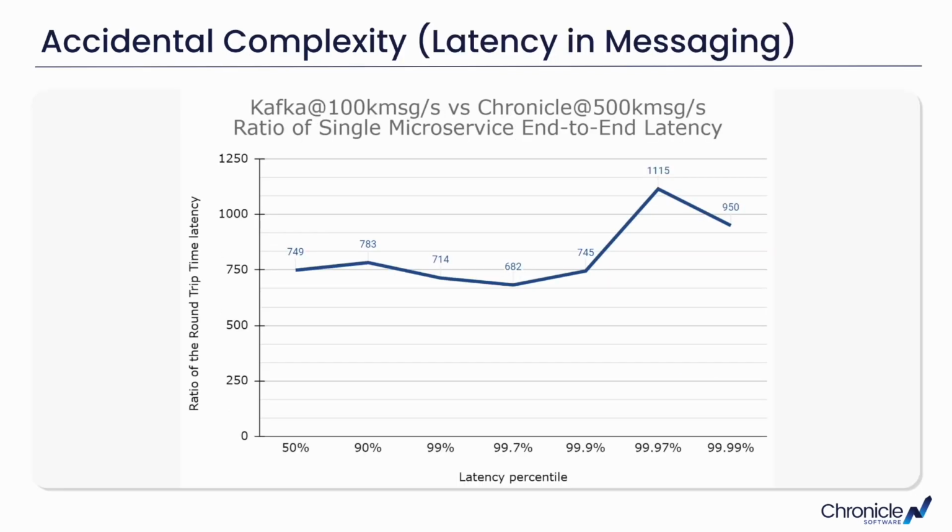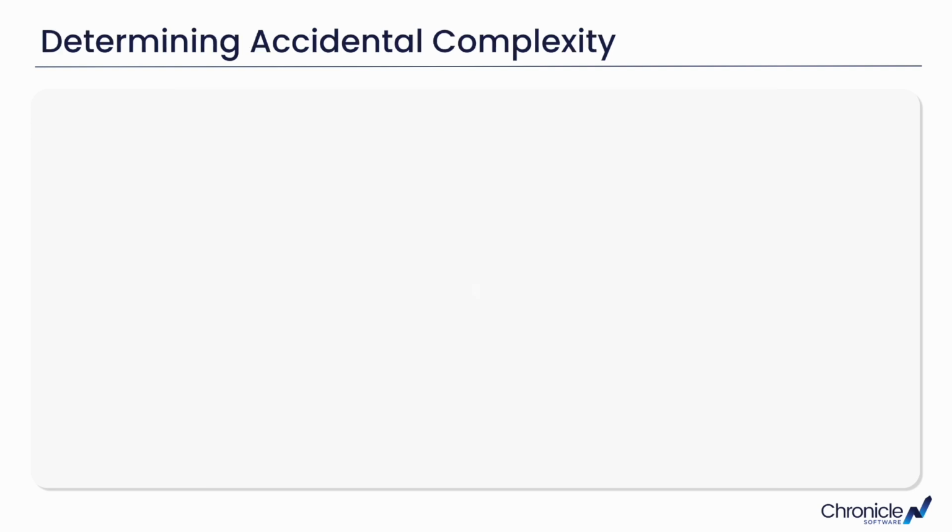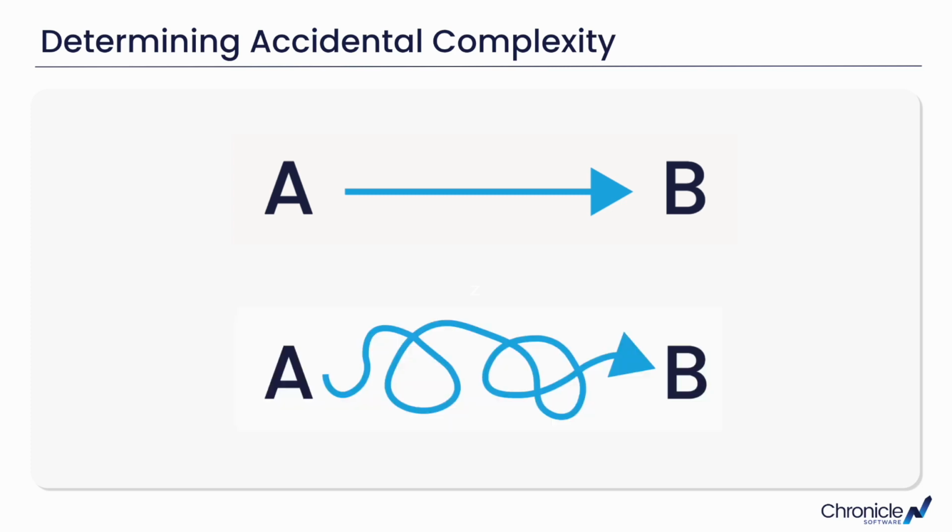Back to this comparison. As Chronicle Queue was 700 times faster, or the same task could be completed in 1% of the time, it indicated that 99% of the latency was accidental for the purposes of this benchmark. Determining the amount of accidental complexity is challenging, but a comparison between different strategies can provide some indication. Ultimately, any differences in completing the same task could be considered accidental.